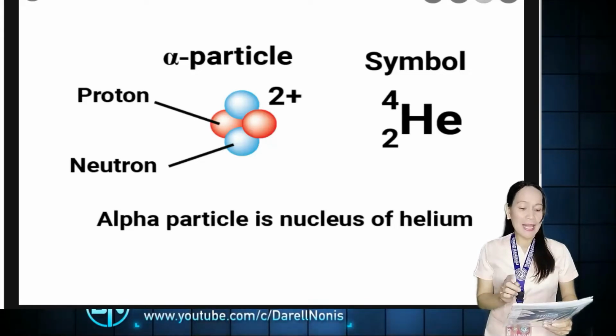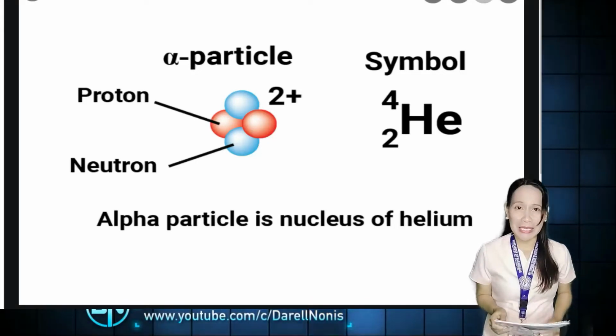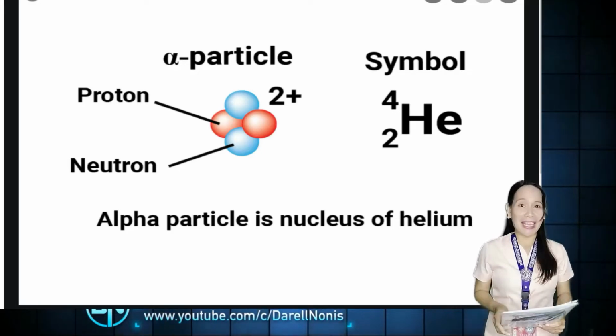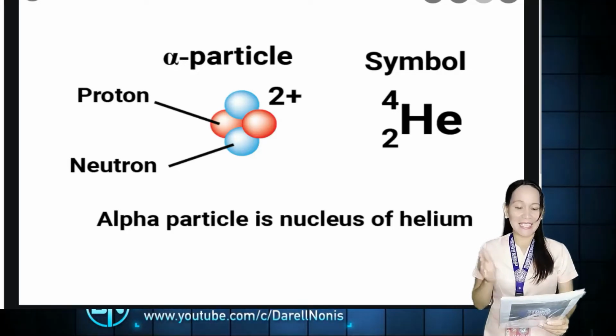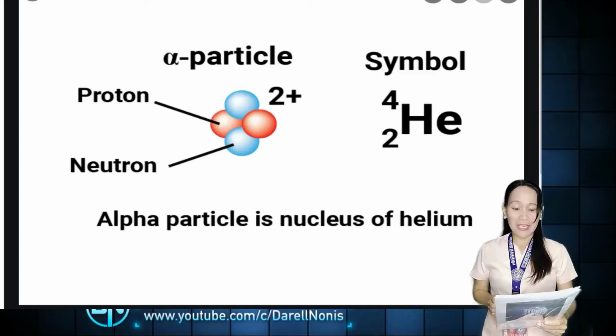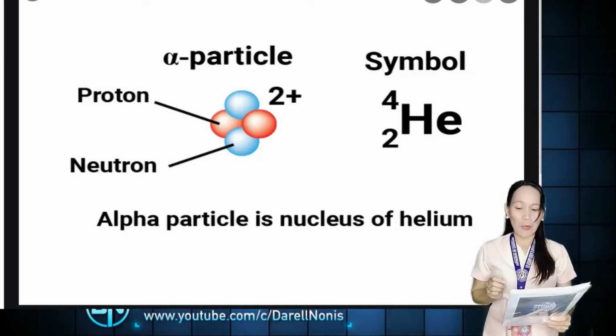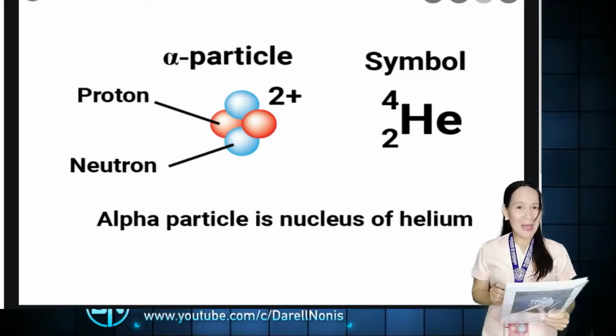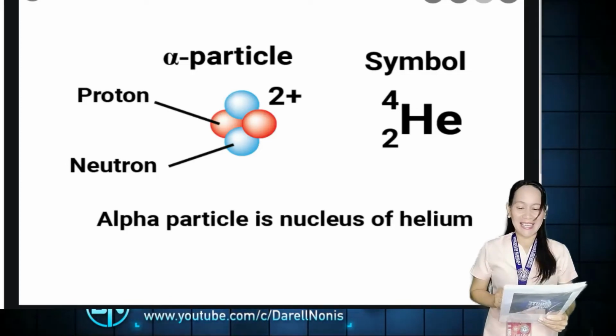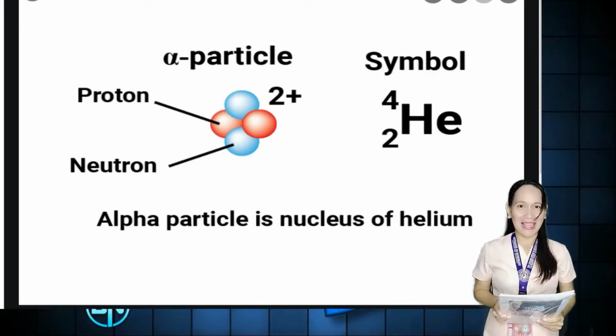So, class, the alpha particle is usually emitted during radioactive decay, and it has the same composition as that of helium, which is 4/2. Why? Because it is derived from helium atoms.